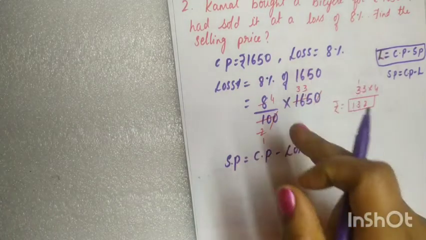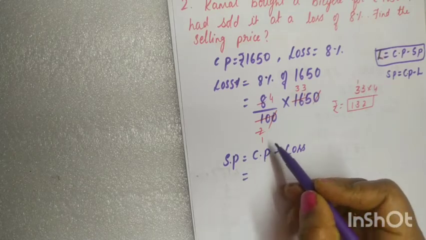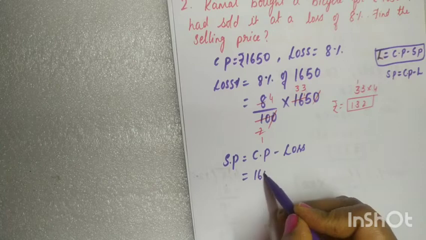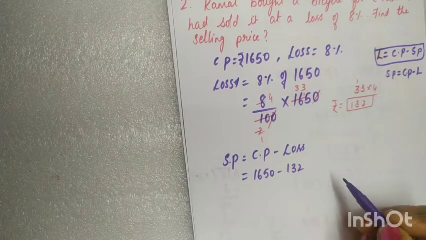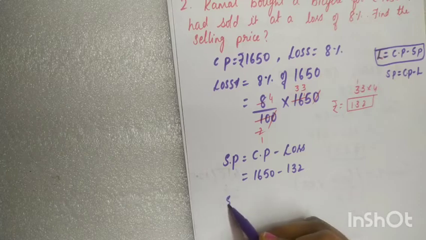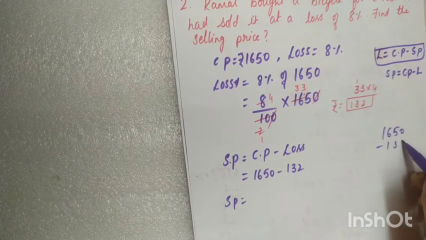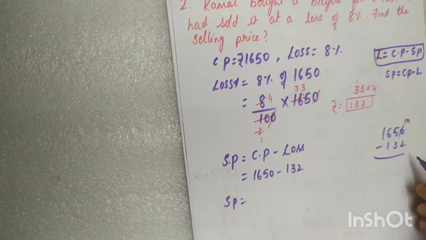So according to the given data, we have to apply the formula. Now what is cost price? Cost price is 1650 rupees, minus 132 rupees. Now we have to subtract, and that will be the answer. So selling price will be equal to 1650 minus 132. So 10 minus 2, you have to borrow. So 10 minus 2 is 8.